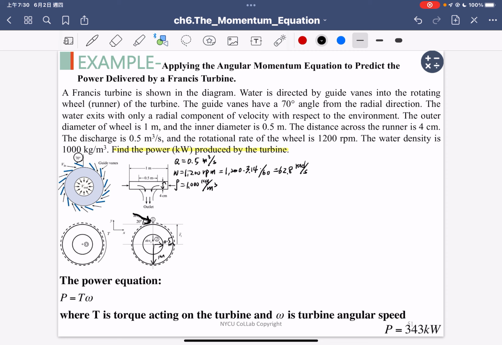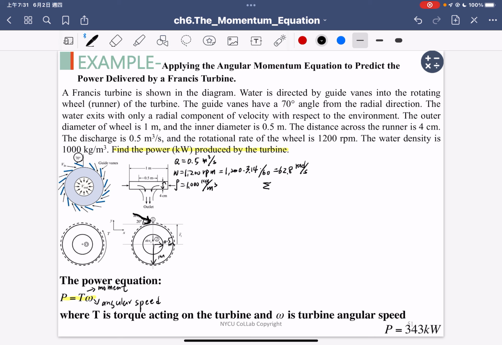So here you can see the equation highlighted. P is the power, T is the moment, and omega is the angular speed, as we show here. That's the formula summarized here. If we have the moment and multiply by the angular speed, we can calculate how much power is generated by the turbine. So the key knowledge here is that we first need to calculate the moment.